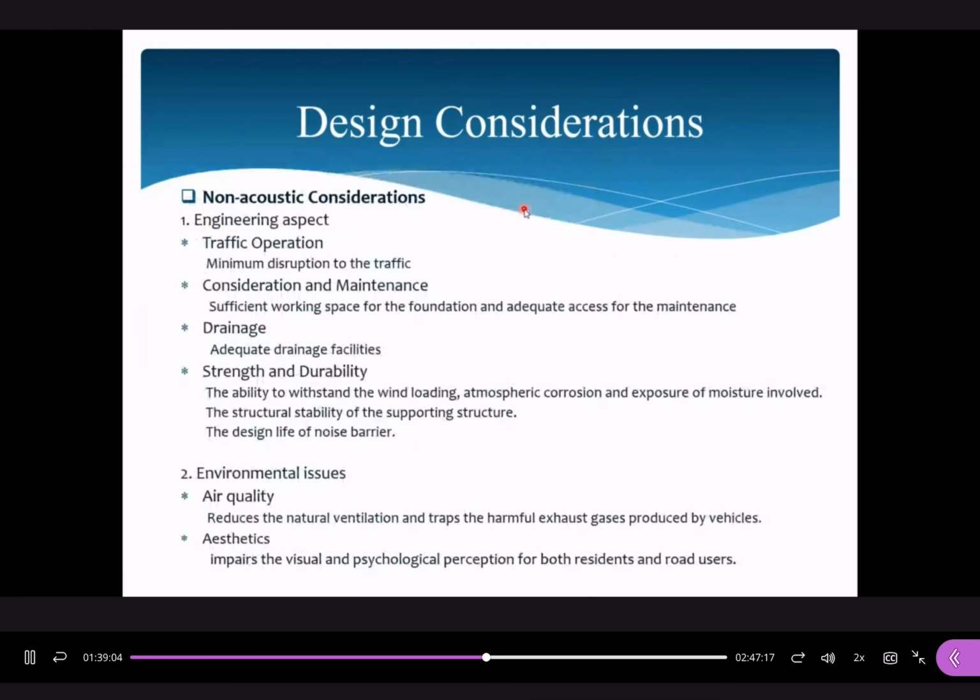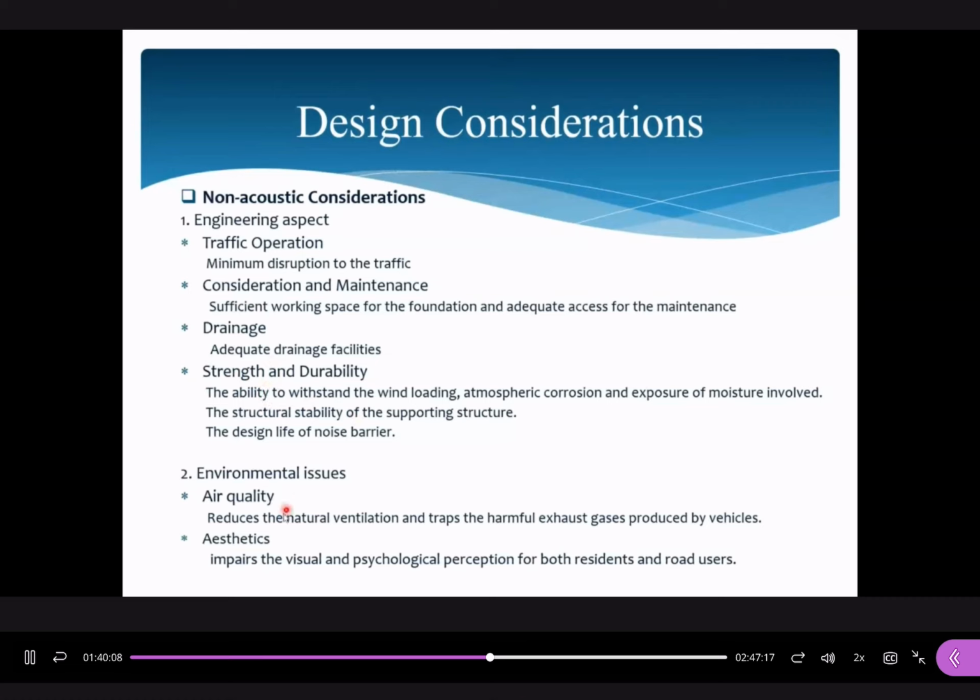And for the acoustic considerations, we need to consider the traffic operations. Many people ask why we do not install traffic sound barriers along road junctions. The major reason is traffic safety, because if we install barriers along road junctions, it could block the driver's view to observe the real situations along the traffic flow. So this is a non-acoustic consideration, not an acoustic consideration, for safety reasons. And we still need to consider the maintenance, the drainage effects, and the strength and durability. The last term is relevant to the structural considerations, not acoustic considerations.